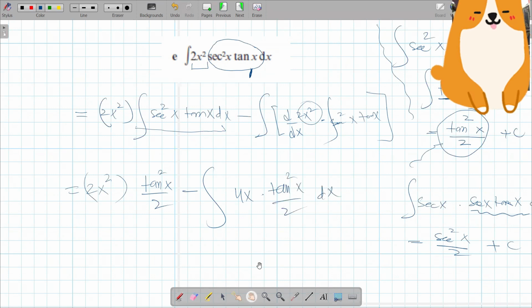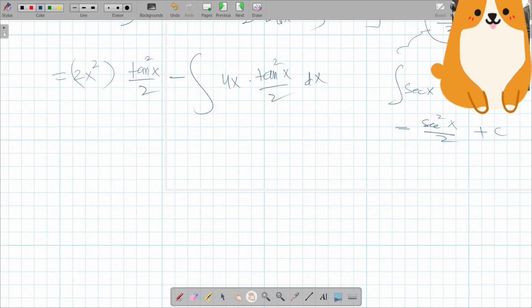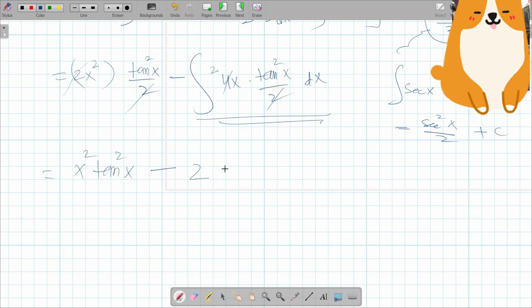Now we are here. Still we have to integrate. It will be cancelled out: x squared tan squared x minus. So 2 will be cancelled out with this as well. So 2 is outside and the remaining is 2x times tan squared x. So, can we integrate? Which one should be taken as the first function?